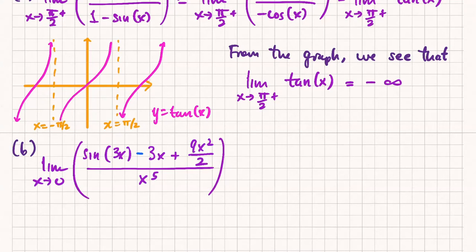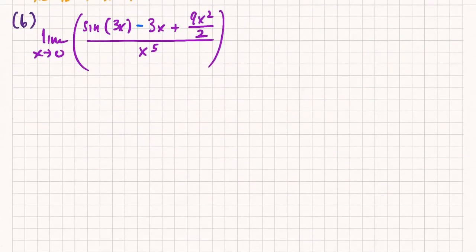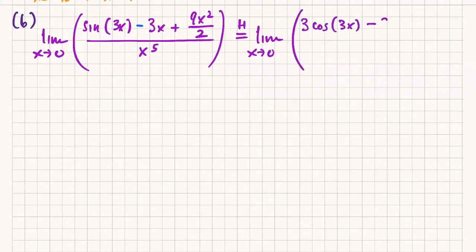Okay, so we've already discussed that if you substitute x equals 0, I get 0 over 0. So I can use L'Hopital's rule. Just be careful with chain rule, right? So here I get 3 cosine 3x minus 3, and then plus what? The 2 comes down, cancels, plus 9x.